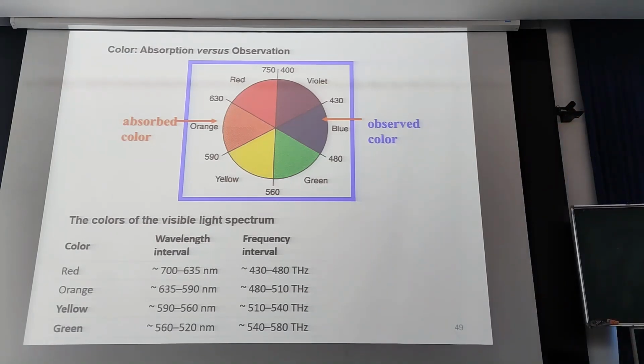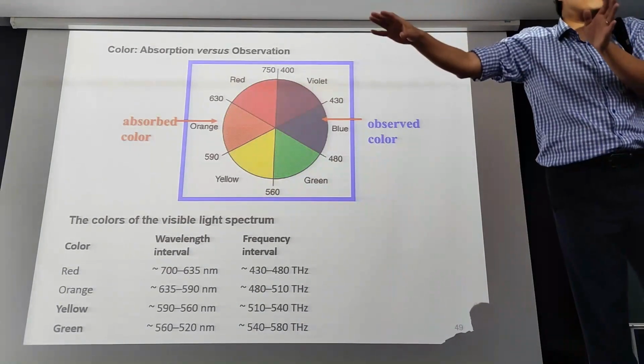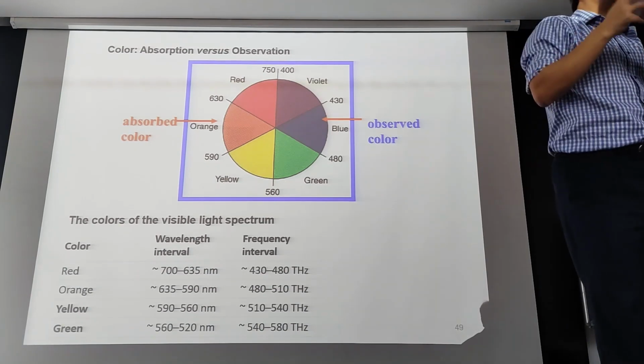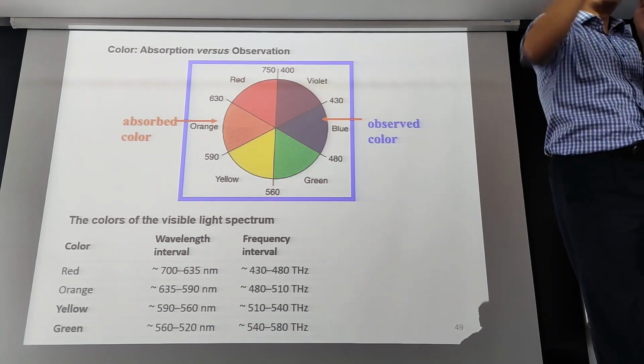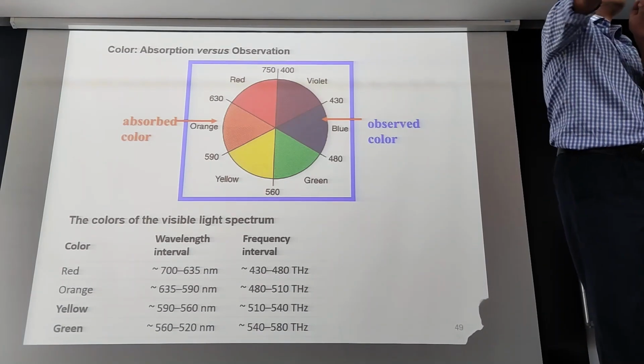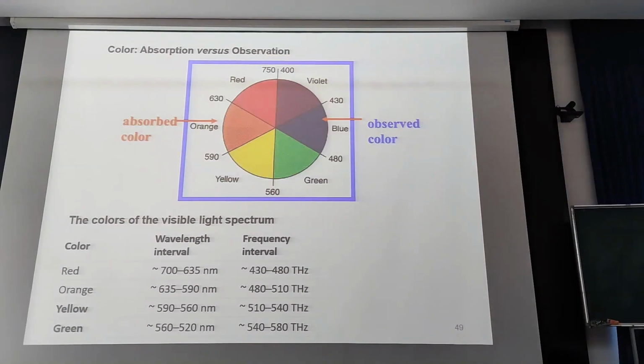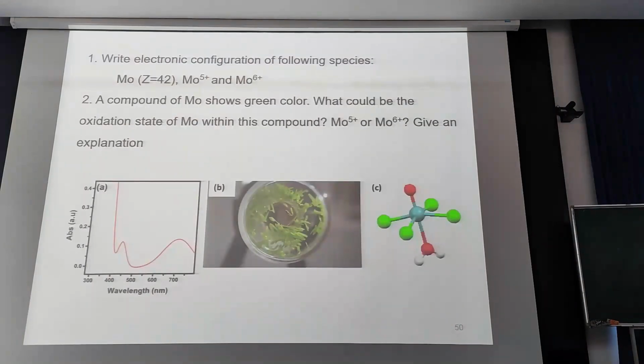Okay? It's not like you absorb the full spectrum and you see the color of the remaining one. No. You absorb the red, you will see the compensate, that means the opposite, which is the green. If you absorb the green, you will see the red color, but not all the other photons remaining. So that is the selection rule, if you want.